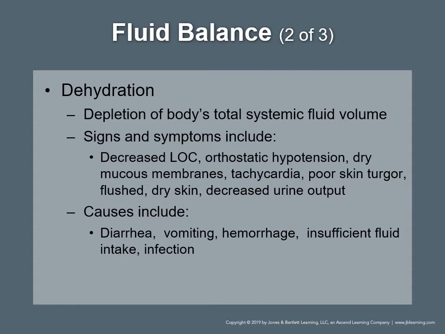Other signs and symptoms are dry mucous membranes, tachycardia, poor skin turgor. What is the turgor? Think of when you pinch the top of the hand. Yes, when you pinch the skin and see how long it takes to go back down. If it's really dry, it's going to have poor turgor. It's going to stay kind of tented up. Also flushed dry skin and decreased urine output. Causes include diarrhea, vomiting, GI drainage, hemorrhage, insufficient fluid or food intake, and infection.